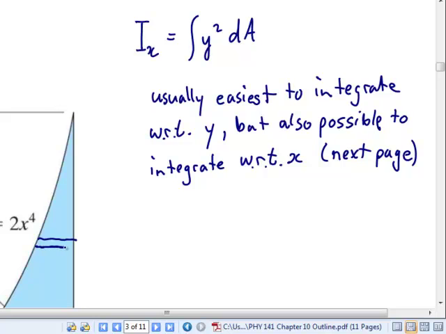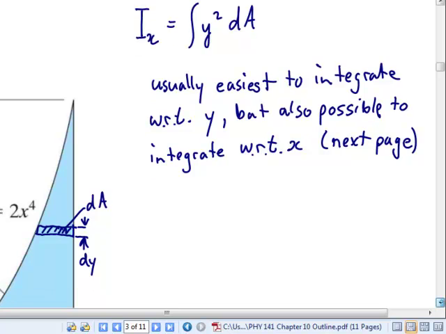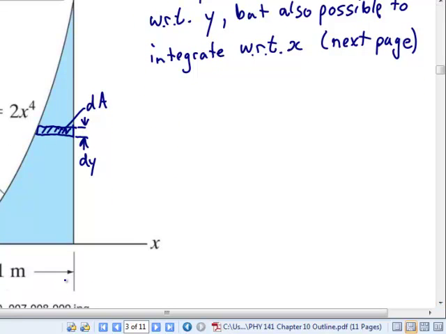So if I'm integrating with respect to y, then this is going to be my dA, and it's going to have thickness dy. And the area is going to be the difference between this line and this line. So this goes to 1 meter. So dA is going to be equal to what?